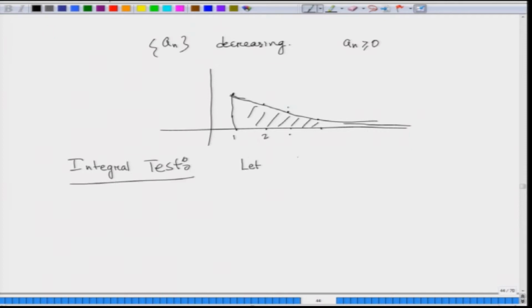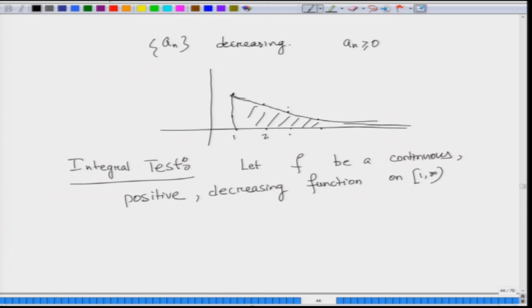Let f be a continuous, positive, decreasing function on 1 to infinity, such that f of n is equal to a n.